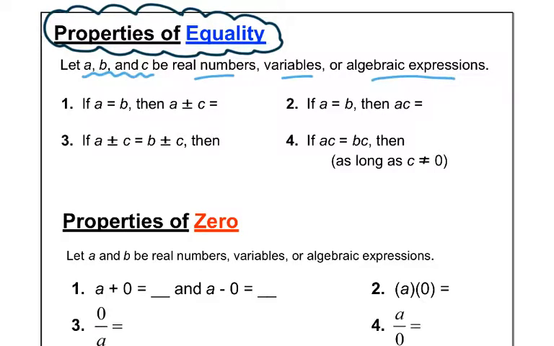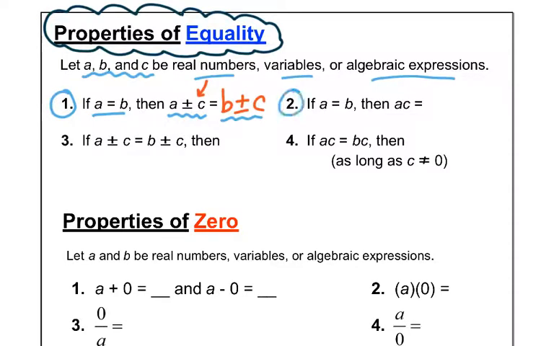All right, property number 1 says, if I have an equality like this, if A equals B, then A plus or minus C, and notice what I did. I took the A on one side and I added or subtracted C. It just means you have to do it on the right-hand side too. So that equals B plus or minus C. So if you add or subtract to the left side, you have to balance it out by adding or subtracting the same amount to the right side. And that just makes sense to balance out the equation.